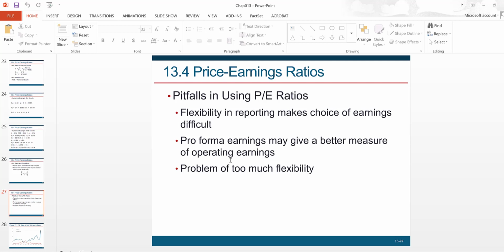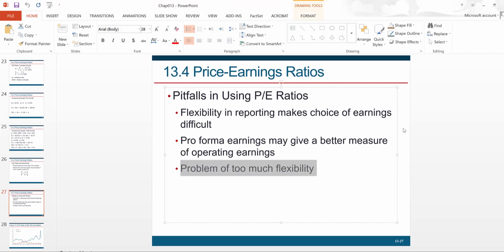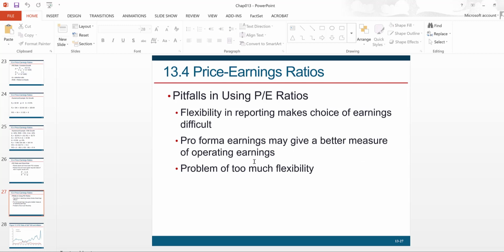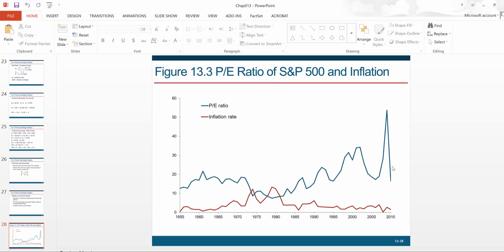Companies have some flexibility in using what depreciation method they want to use, and depending upon the depreciation method, the earnings can actually be different, and that can lead to a different P ratio, right? So companies have some flexibility in accounting, and that can lead to P ratios that are not directly comparable to industry averages and things like that. So you need to account for some of these things when you're using a P ratio.